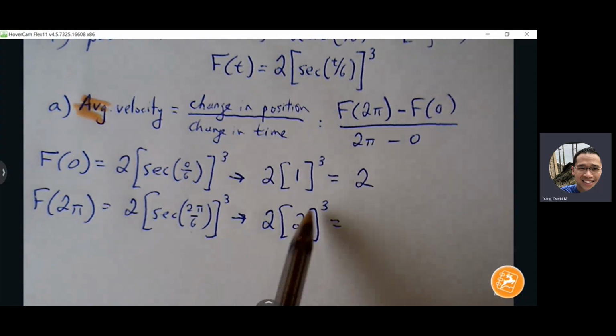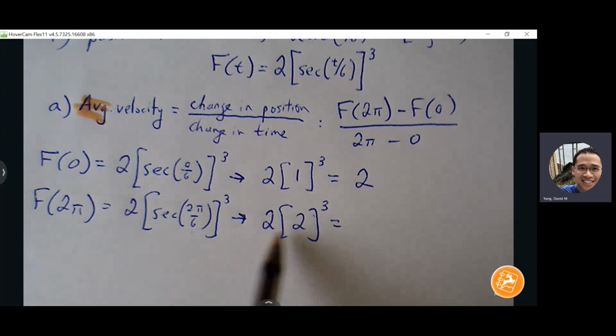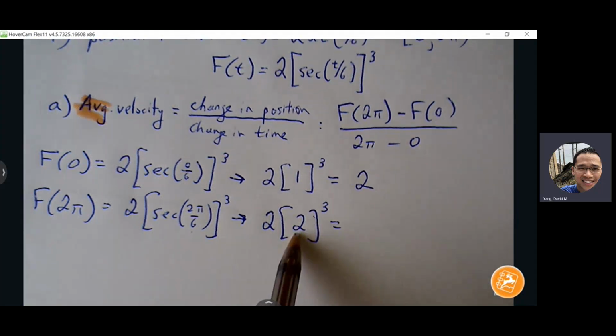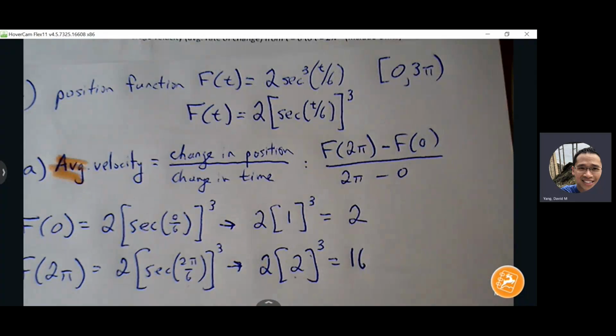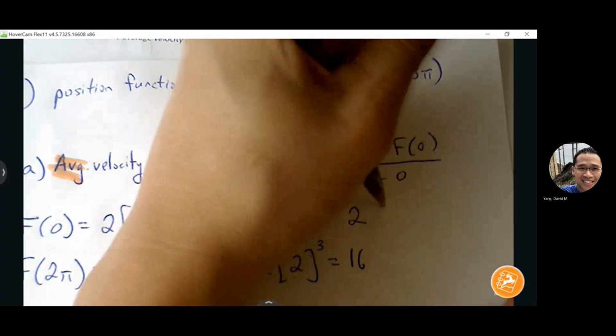Make sure that you take care of your exponent before you do multiplication. So do the 2 cubed first. 8 times 2 is 16. So now the slope between these endpoints is the average velocity.